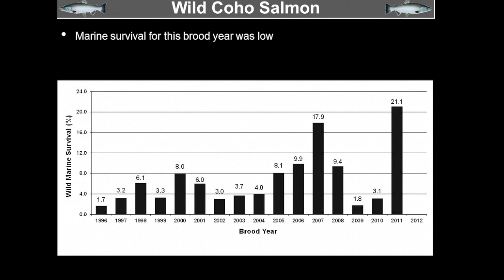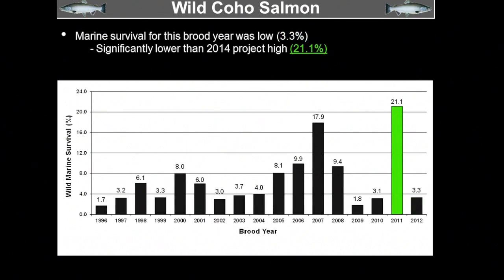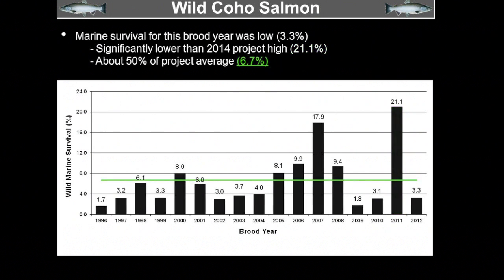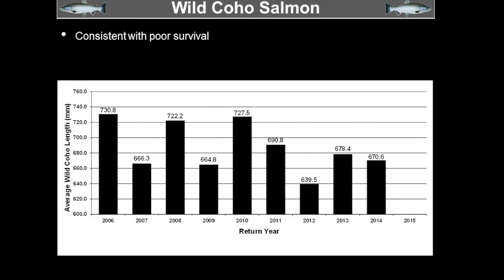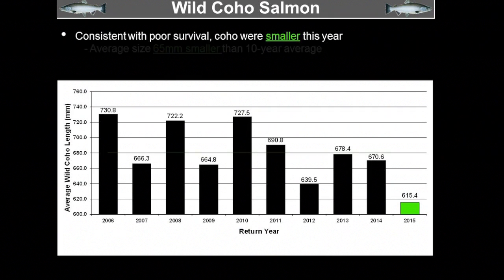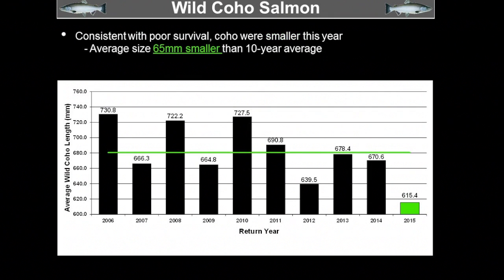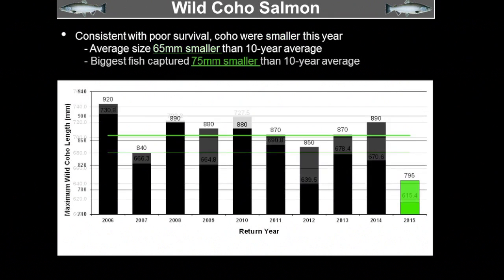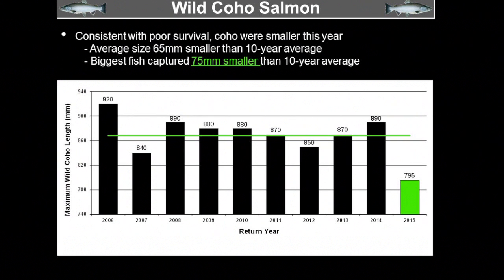Marine survival for this brood year was low at 3.3%, significantly lower than the project high of 21% in 2014, and about 50% of the project average. Consistent with poor survival, coho were smaller this year at an average size of 615 millimeters. This was 65 millimeters smaller than the 10-year average, and the biggest fish captured in 2015 was 75 millimeters smaller than the 10-year average.